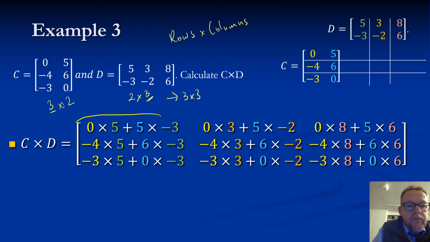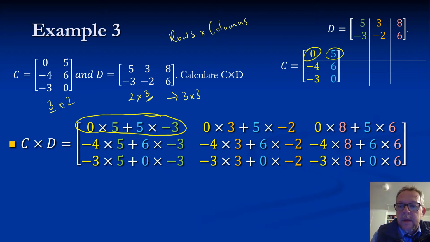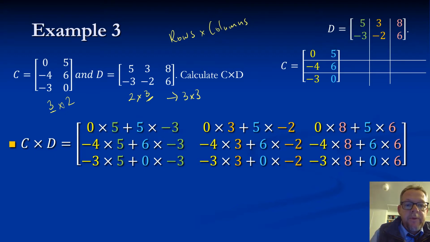So what have we got here? We've got the first row times the first column. This one here, that's our first row, and that's our first column. You can see that I've color coded them for your ease. So first row, here's our 0, 0, 0, multiplied by 5, plus second entry in the first row is 5, and we're multiplying that by -3.